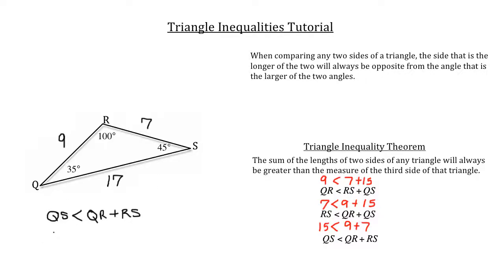Segment QS has a length of 17, while segment QR has a length of 9, and segment RS has a length of 7. Well, 9 plus 7 is 16, and 17 is not less than 16. So this triangle can't actually exist because of the triangle inequality theorem, which tells us what kind of triangles can exist based on the side length measurements and the angle measurements.